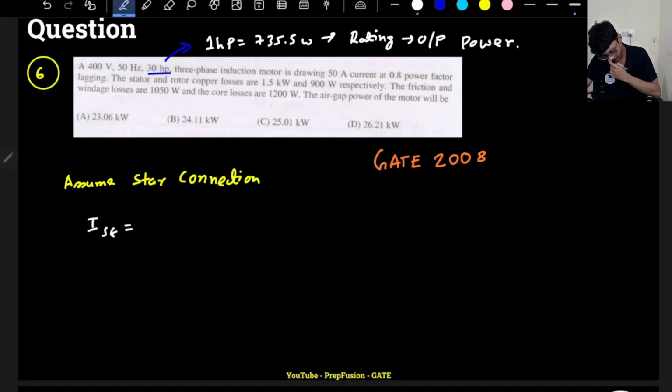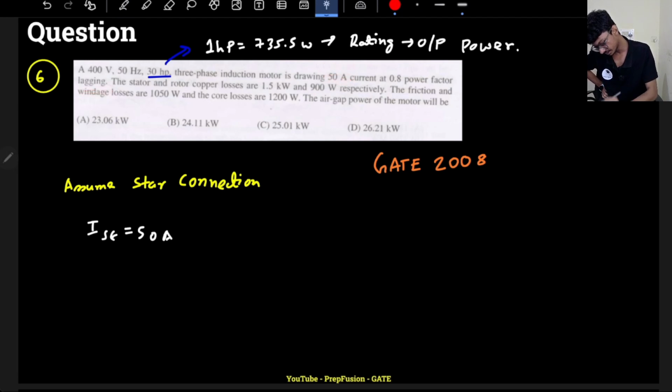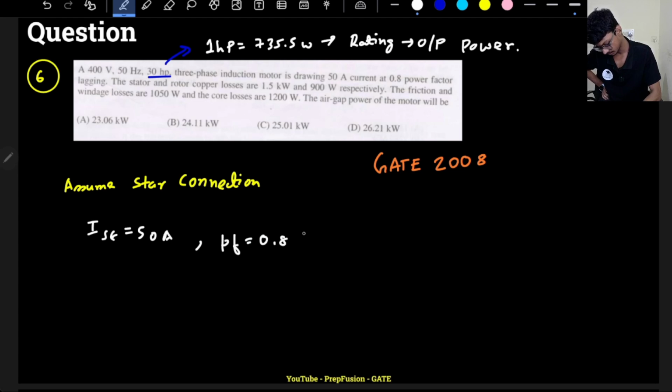So the stator current will basically be equal to 50 ampere at 400 volt. They have not told me whether it is operating at rated condition or not, I don't know. So I will just write the stator current is 50 ampere at 0.8 power factor. Power factor is 0.8, lagging obviously.